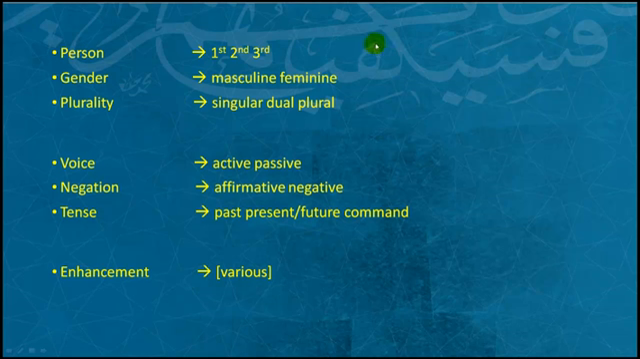So these 3 aspects tell us something about who did the verb. Was it the person talking, or the person you're talking to, or someone else? Was it he, she, or it? Was he, she, or it masculine or feminine? And was there 1, 2, or more?